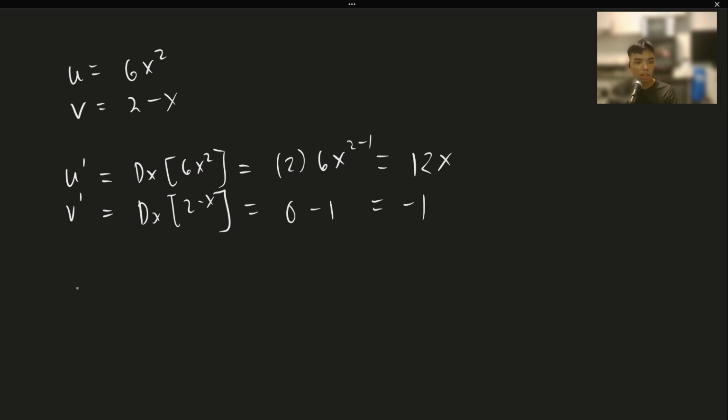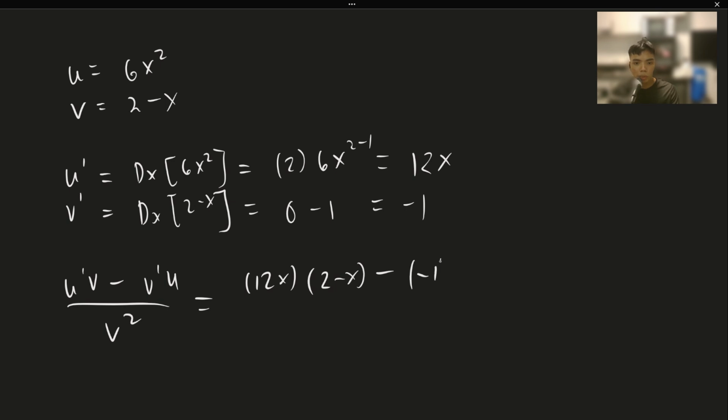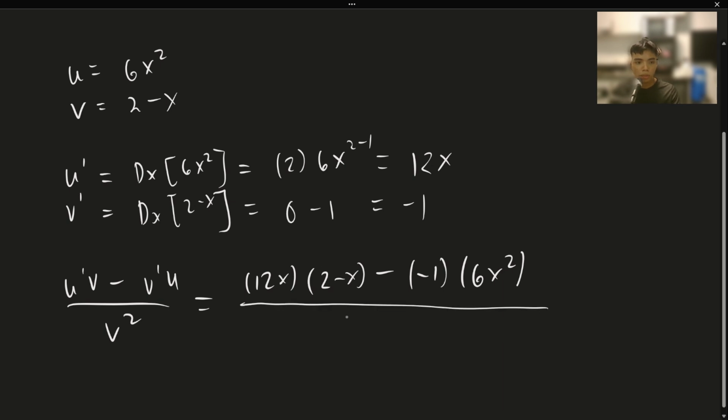We can then go on with our quotient rule, which is u prime v minus v prime u all over v squared. So let's write that out. U prime, it's 12x. V, it's 2 minus x. Minus v prime, which is negative 1. And u, which is 6x squared. All over v squared, or 2 minus x squared.